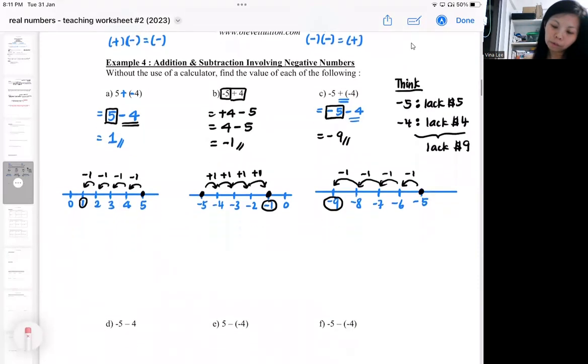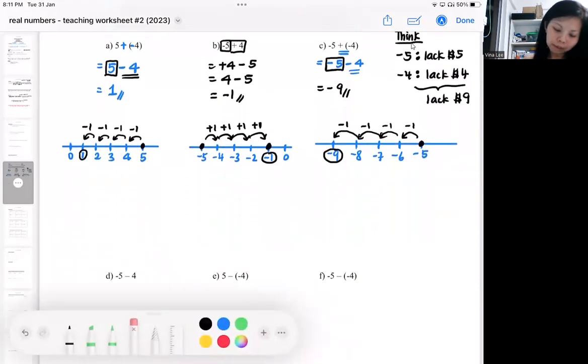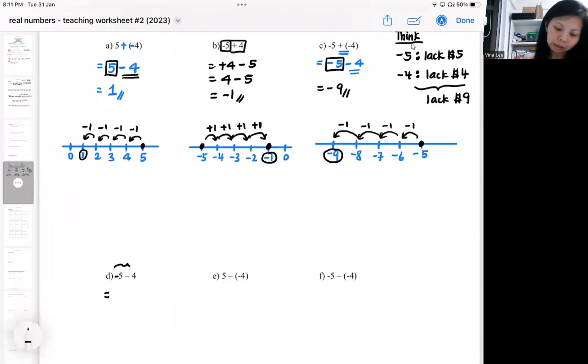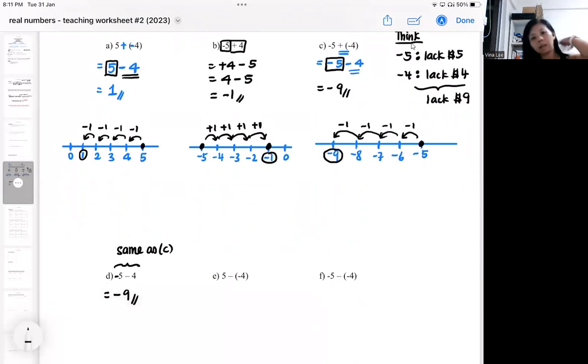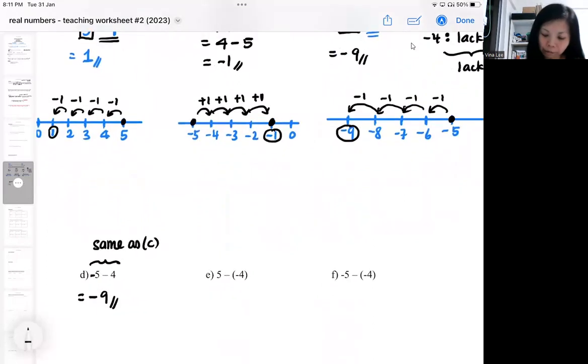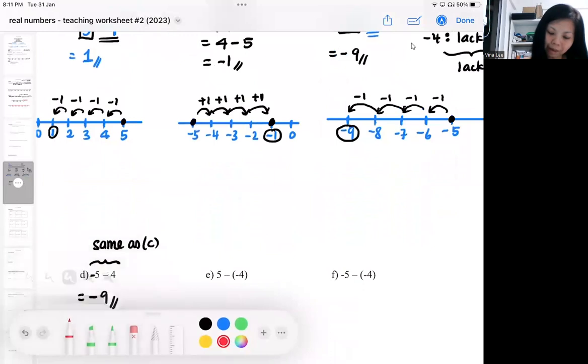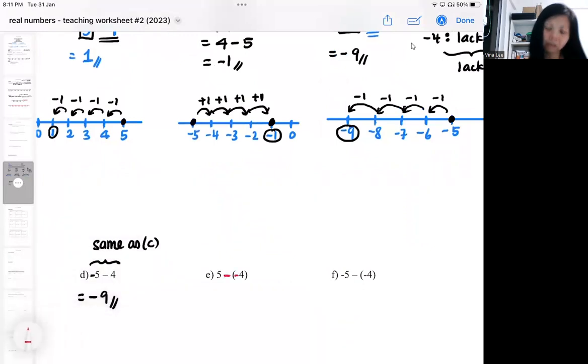Okay, so as I move on, if you look at D, D is the same idea as E. Okay, it became the same idea as E. So that will just be a -9. Okay, sorry, not as E, same as C. Okay, my bad. In part E, you will see a double negative. Okay, look carefully. In part E, you will see a double negative.